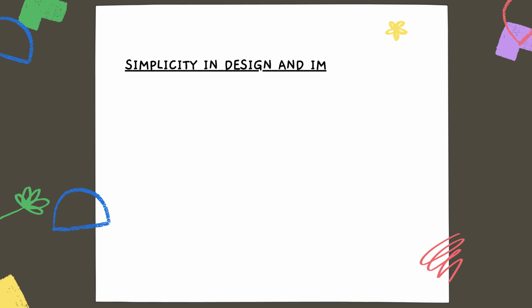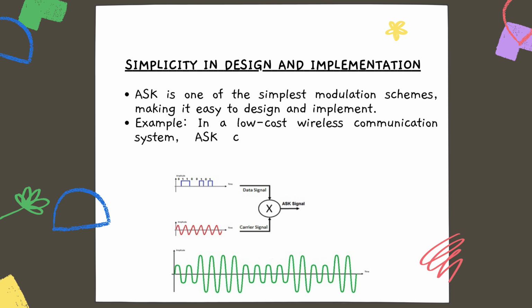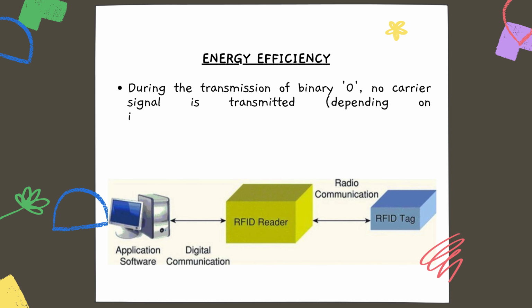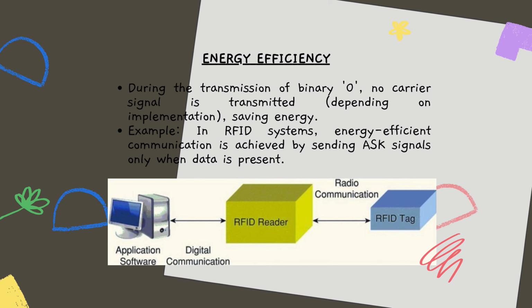Advantages of ASK. Simplicity in design and implementation. ASK is one of the simplest modulation schemes, making it easy to design and implement. Example, in a low-cost wireless communication system, ASK can be used because of its straightforward circuitry requirements. Energy efficiency. During the transmission of binary 0, no carrier signal is transmitted, depending on implementation, saving energy. Example, in RFID systems, energy-efficient communication is achieved by sending ASK signals only when data is present.